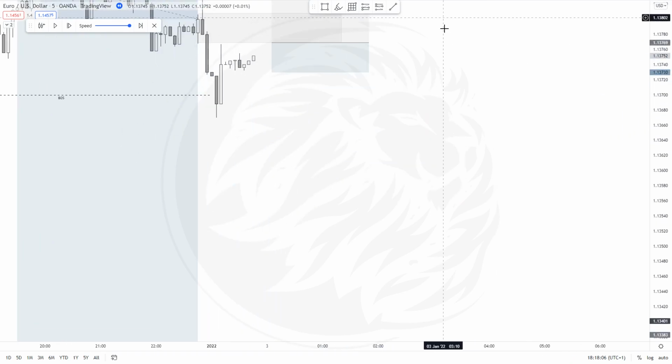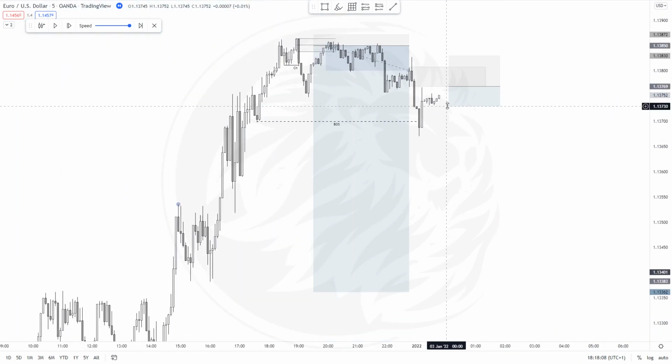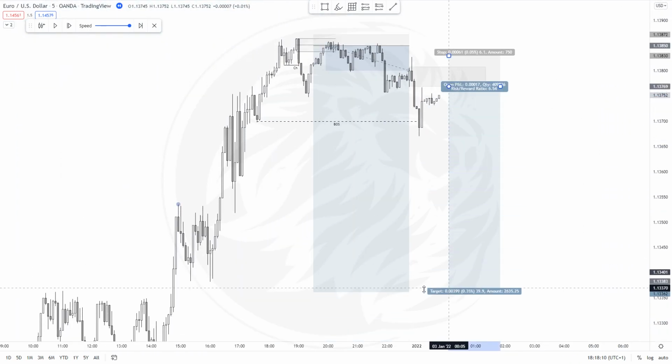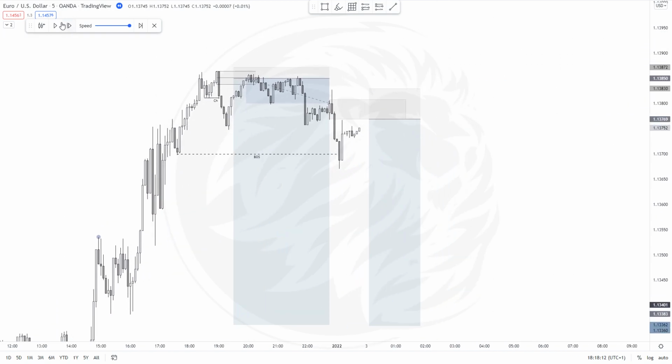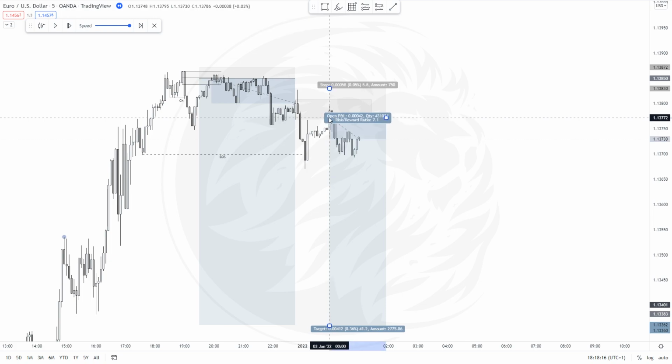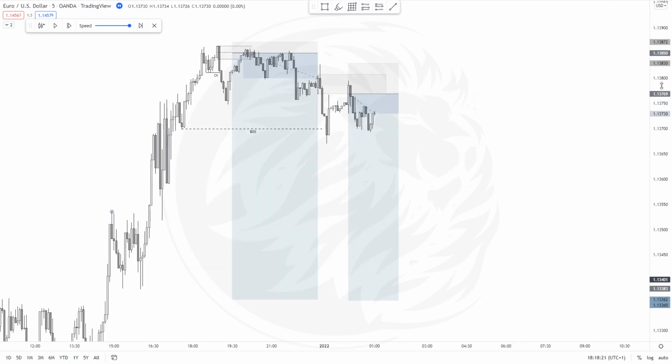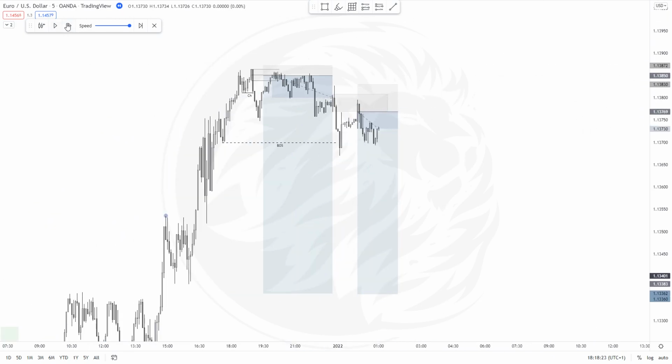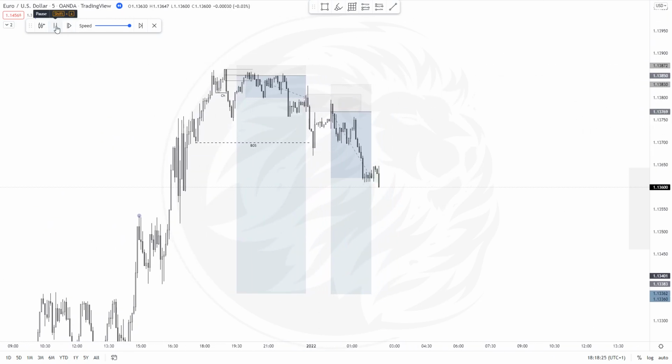For the example, you can cover the wick. Okay, now I will play the price. Okay, price comes back into the order block here. And now I will play the price.